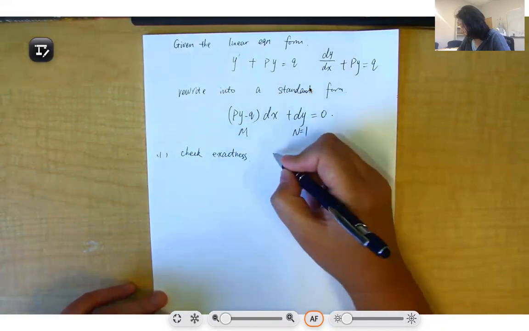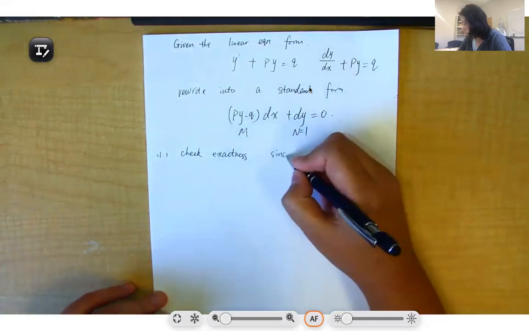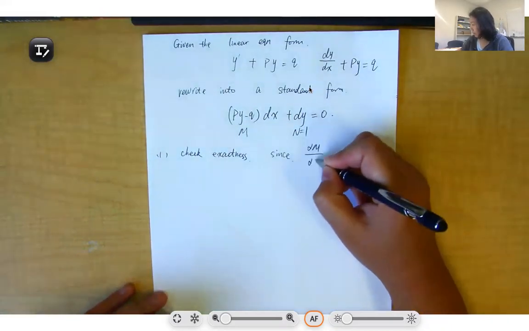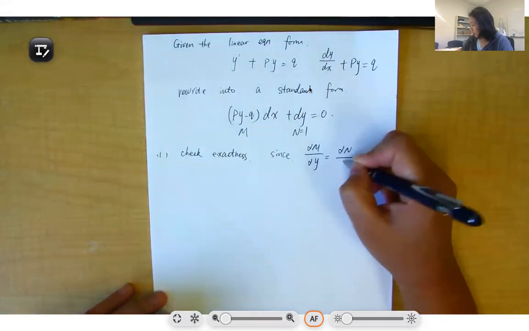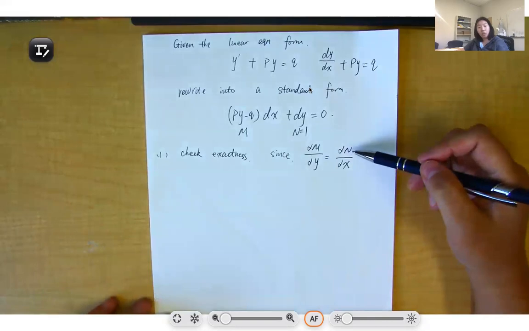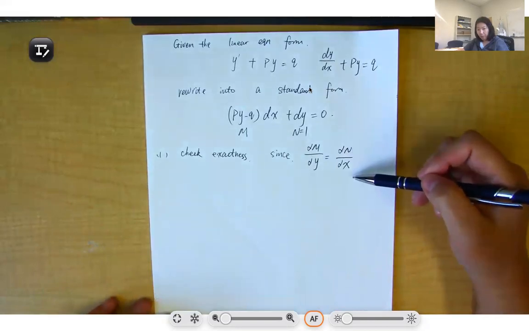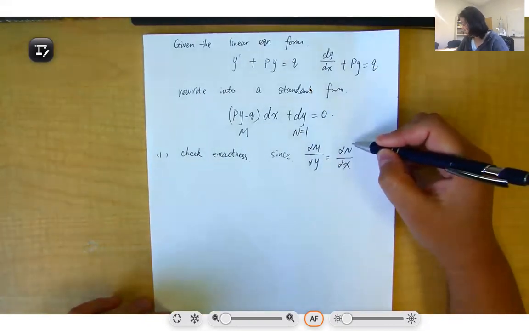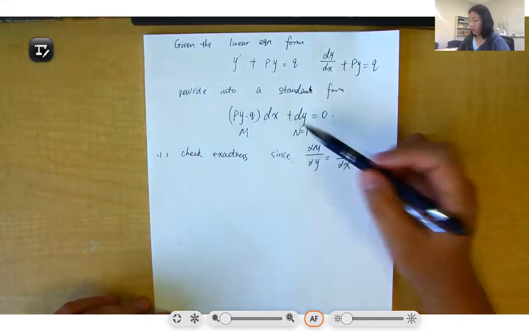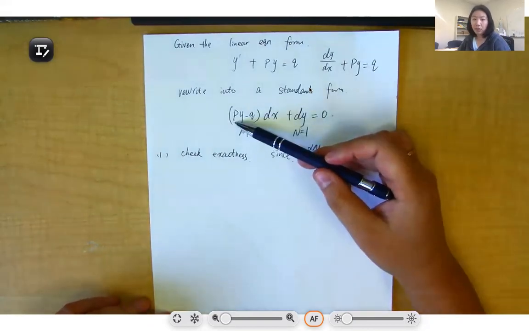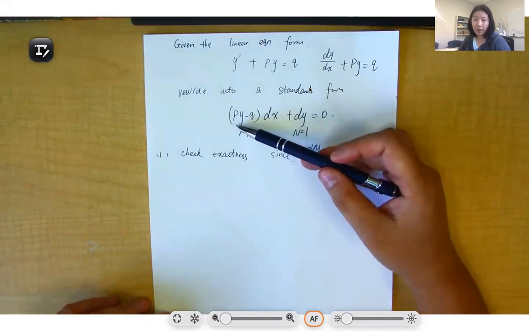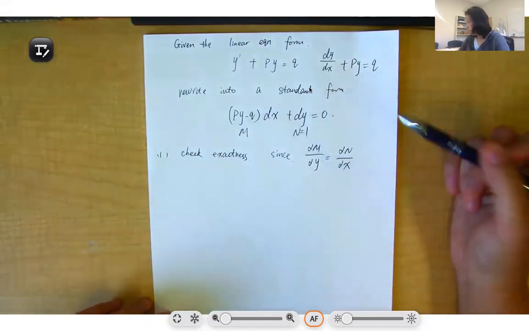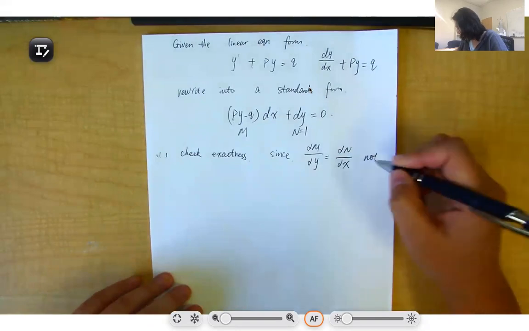How to check the exact? So you have dM over dy, whether that is equal to dN over dx. And you know that dN over dx will be equal to 0 because N equals 1. So that is 0. The dM over dy will be equal to p, clearly. And you know that this p is a function of x or a constant, so this part won't be equal. So they are not exact.